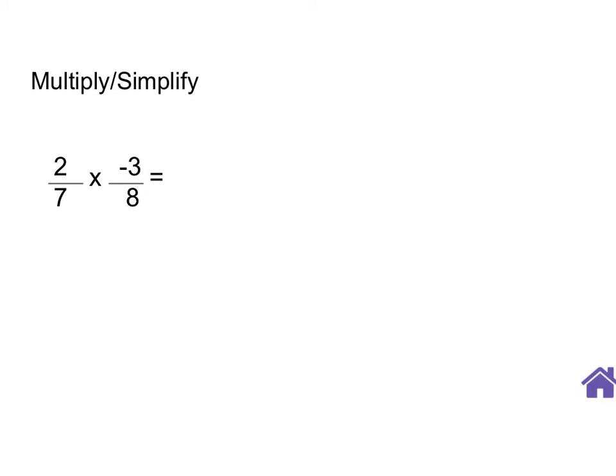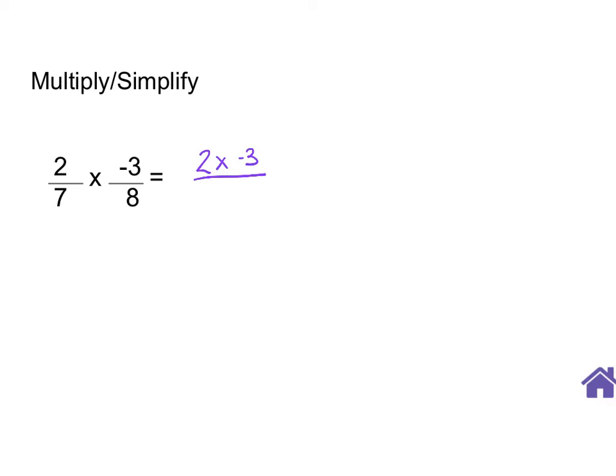So let's look at this problem, 2/7 times -3/8. So first I'm going to show you, there are 2 methods that we can do this by, is to multiply and then simplify. And you guys learned this last year. The only thing that's different is that there are negatives. So we're going to be working with negatives. So the first thing that we have to do is multiply my numerators together. So let's do 2 times -3.